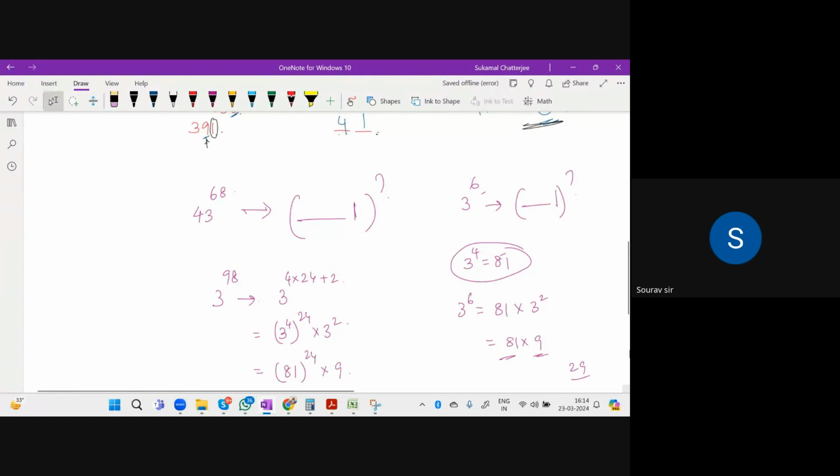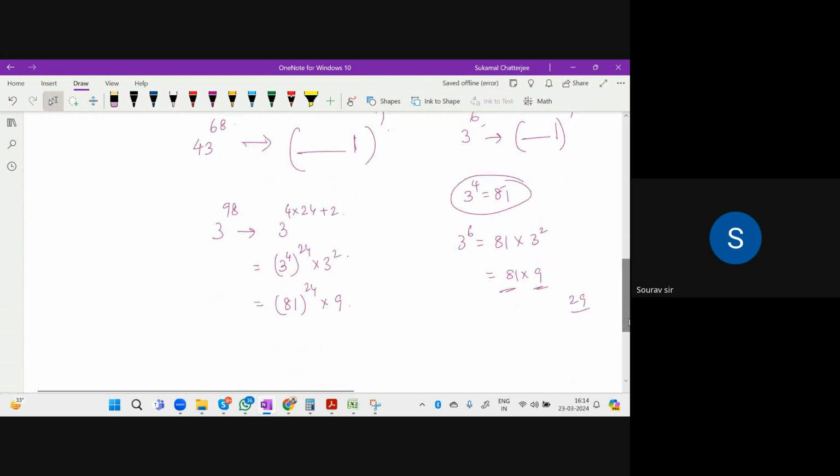Now tell me the last two digits of 81 to the power 24. So 2 1, 8 4s are 32, so that will be the second last digit. Last digit will be 1 into 9, which will be 9. So 8 9 will be the last two digits of this power. Is it clear? Are you able to follow this? Yes, sir.